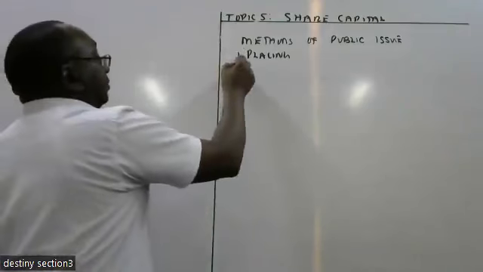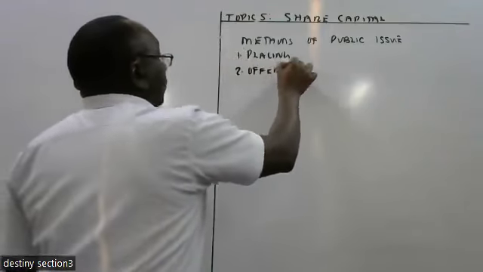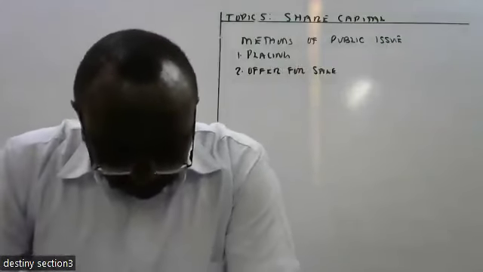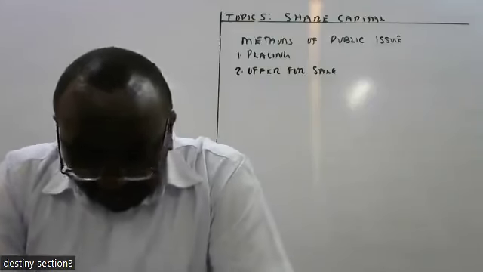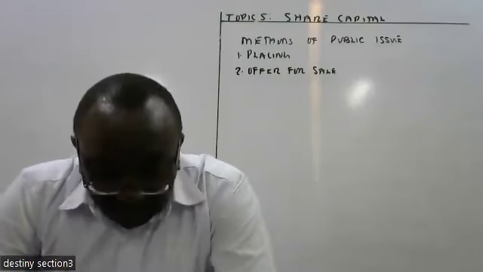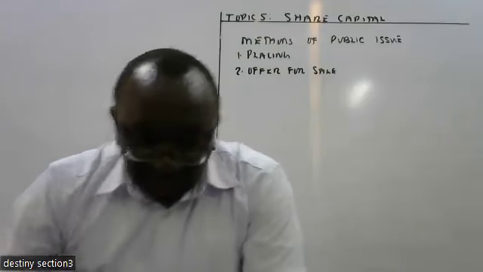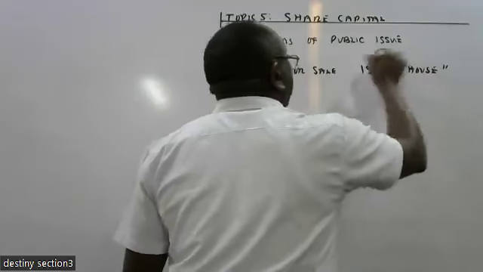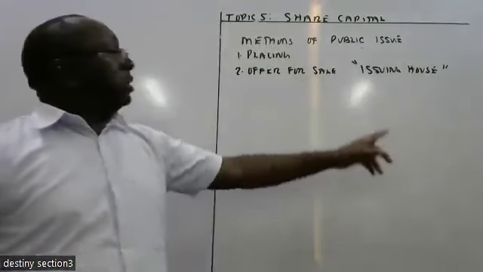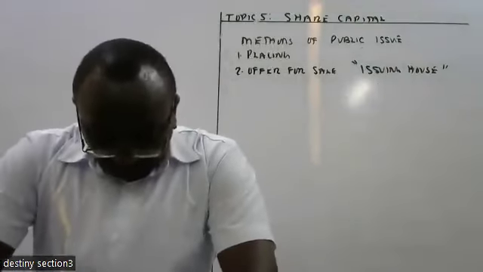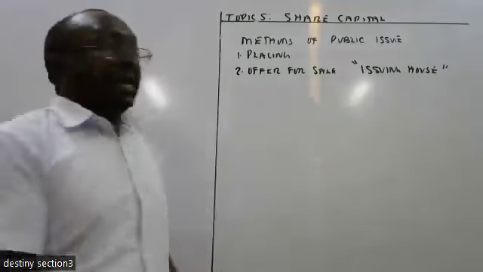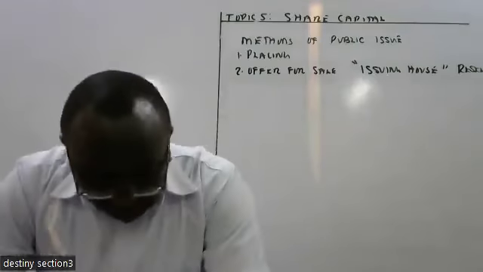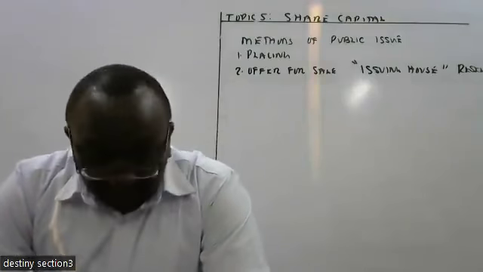Number two, offer for sale. The company sells some of its shares to a financial institution known as an issuing house, which then resells the shares to the public.